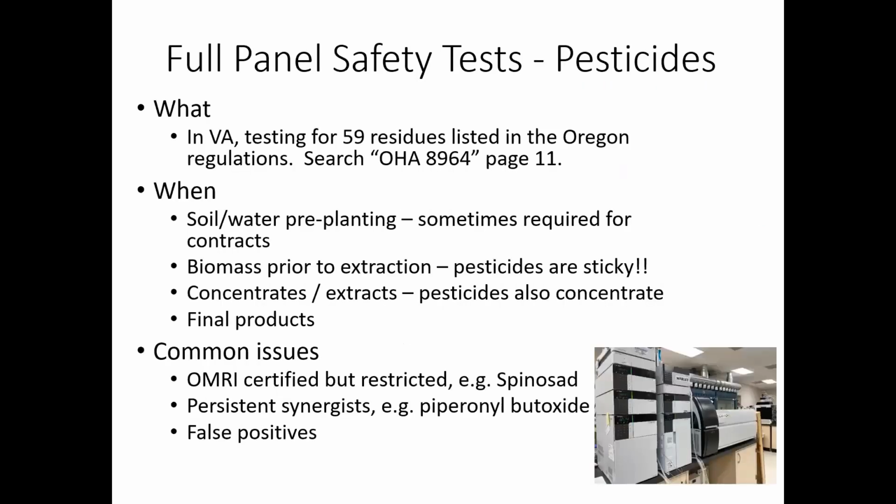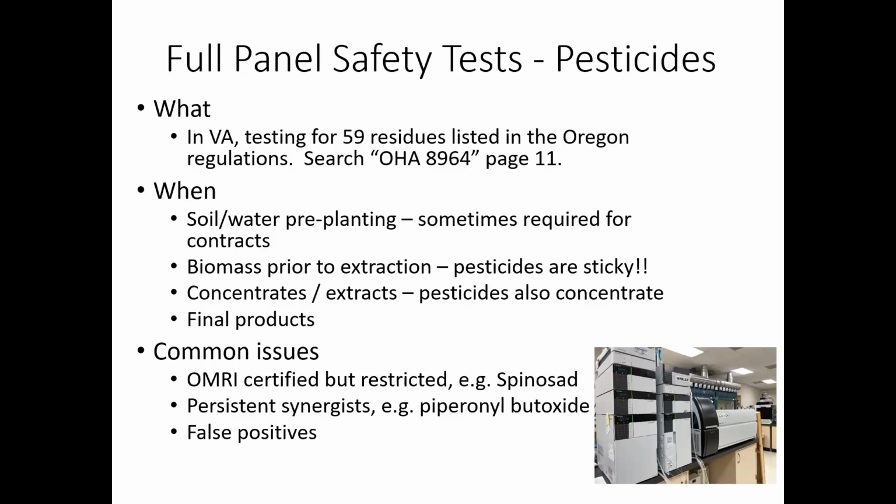Pesticides, right now, what you're probably going to find in most labs in Virginia is that we're testing for the Oregon pesticide list. It's 59 residues. For that list, I can use a search string here and look on page 11 of that. It also has the limits.